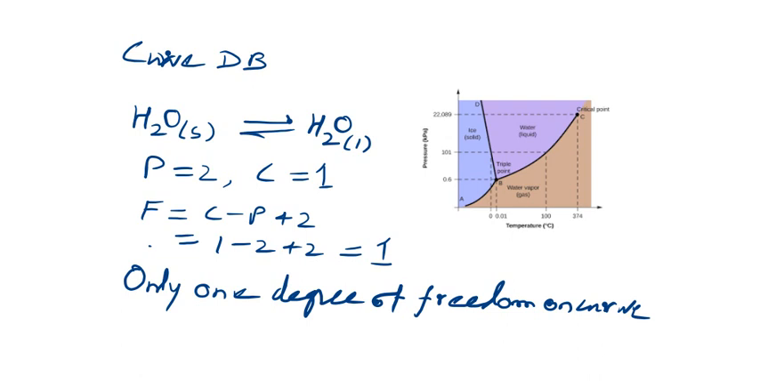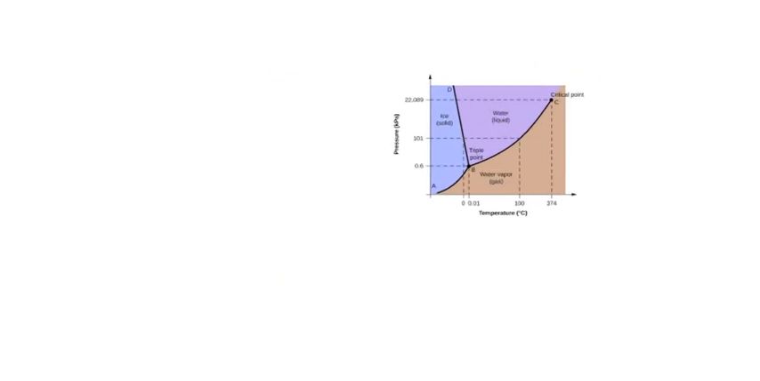And you can see that this solid is in equilibrium with liquid, that means it is the melting point curve of ice. We will move to the discussion of the next curve, that is the curve of ice in equilibrium with water vapor, that is curve AB.